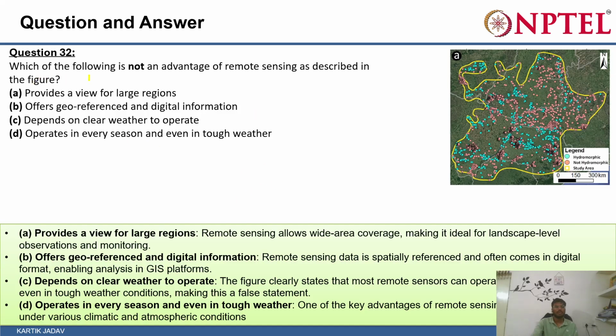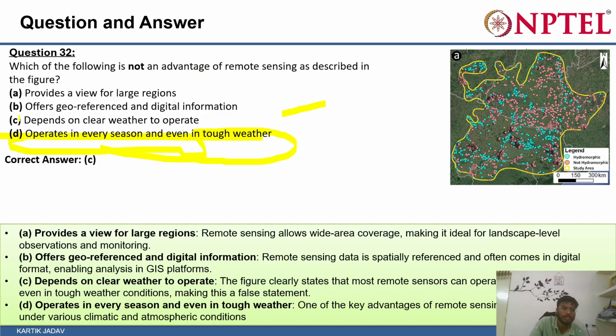Question number 32. Which of the following is not an advantage of remote sensing as described in the figure? Provides a view of a larger region. That is an advantage. Offers georeferenced and digital information. That is also good. Depends on clear weather to operate. Operates in every season and even in tough weather. So this is the incorrect option, right? Option C is not an advantage of remote sensing: it depends on clear weather to operate. So the correct answer is option C.